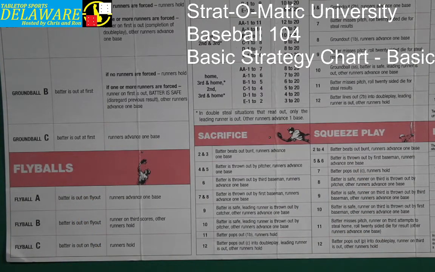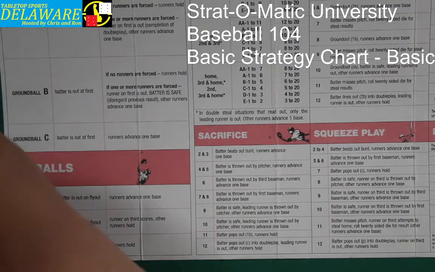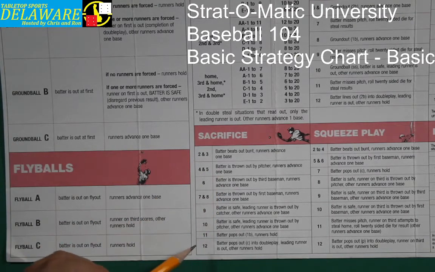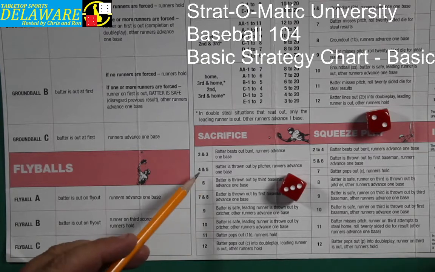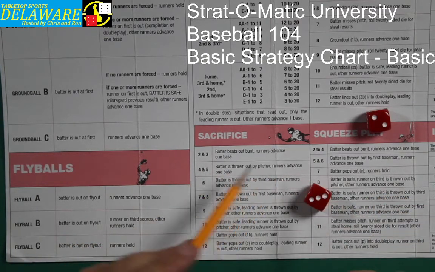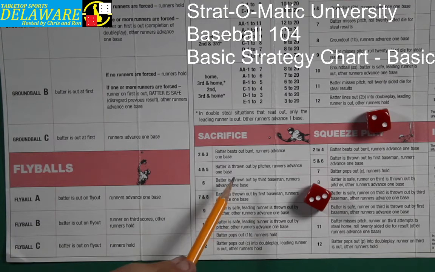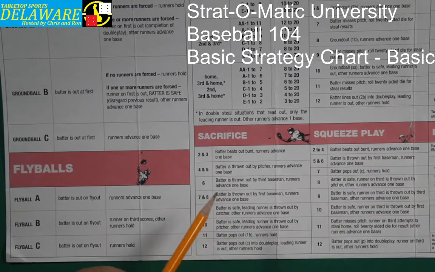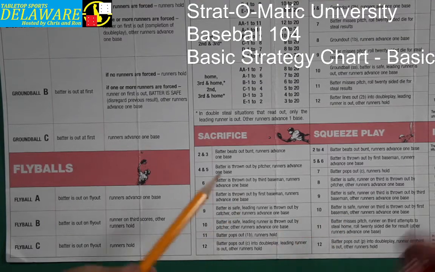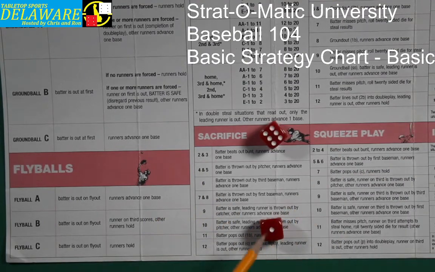No one can advance. You want to bunt, sacrifice bunt. You want to move a runner across. 2 through 12. Roll. 5. Batter's thrown out by the pitcher. Runners advance one base. So if you want to lay down the bunt, use sacrifice. If you have a runner on third and you want to try to squeeze him home, 2 through 12. Roll 2d6. Get your result. Batter pops out. Runners hold.